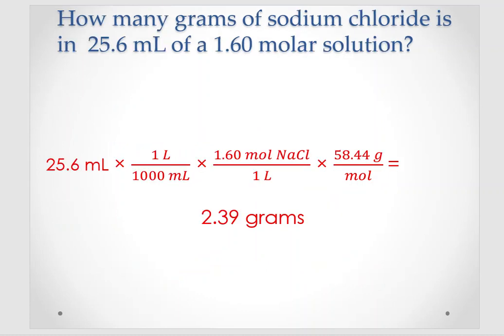So how many grams of sodium chloride are in 25.6 milliliters of 1.60 molar solution? Well, I would take my volume and convert it to liters. Then liters times the molarity would give me moles, and then moles times the molar mass of the solute would give me the grams. So this right here is my molarity that was given to me as a conversion factor to cancel out liters and get moles. And then once I have moles, times the molar mass to get grams.